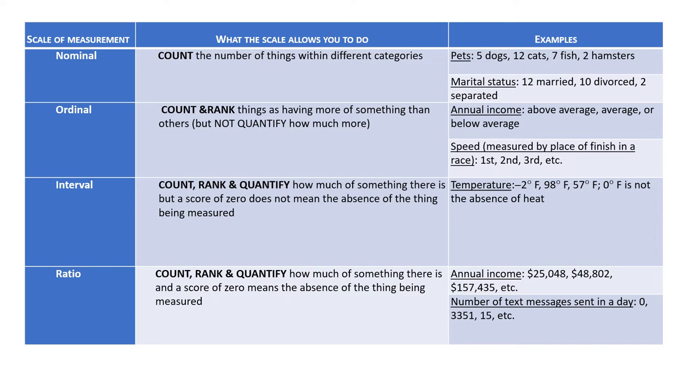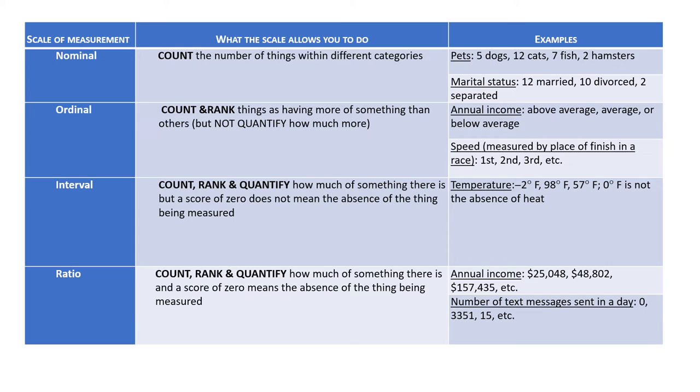Ordinal offers you a little more precision. It certainly counts, but it does more than that. It also allows you to rank variables. For example, if I measured annual income using the categories above average, average, and below average, I would again put people into different categories, and I would know that someone in the above average category certainly made more money that year than somebody in the average category. So it allows me to rank people into these three different categories, but the problem with this one is I don't know how much more someone in the above average category makes than someone in the average category, right?